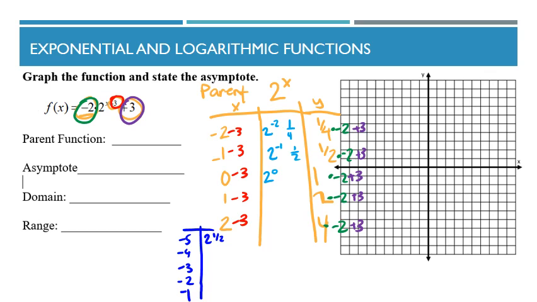Half of -2 is -1. -1 plus 3 is 2. 1 times -2, -2 plus 3. 2 times -2, -4, -4 plus 3. 4 times -2, -8, -8 plus 3, -5.